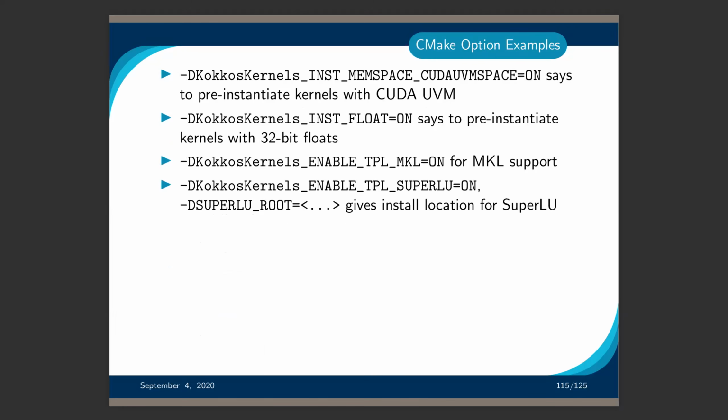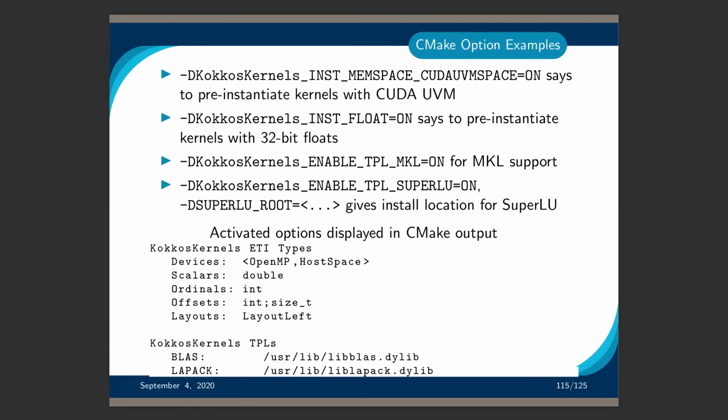So here's a couple of concrete examples showing how to enable options in Kokkos kernels. These first 2 setting options are of the ETI category and show how to pre-instantiate kernels. In the first case with CUDA UVM as the memory space, and in the second case, pre-instantiating kernels for 32-bit floats. The last 2 options shown here are from the TPL category and show how to enable MKL and, in the last case, SuperLU, as well as how to point to your local SuperLU installation.